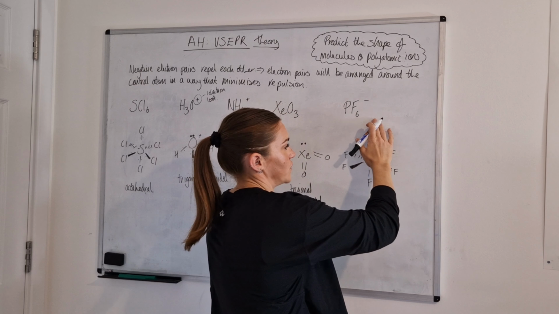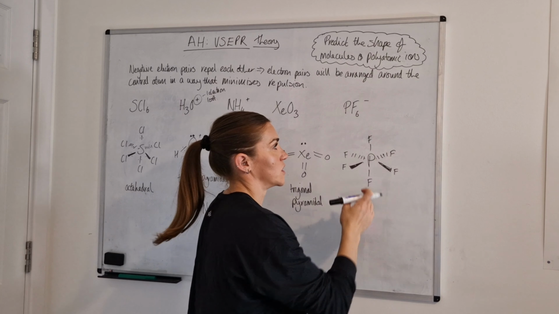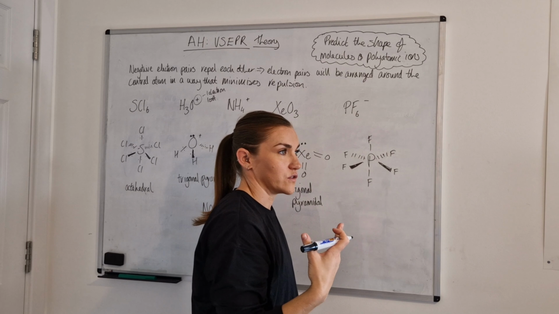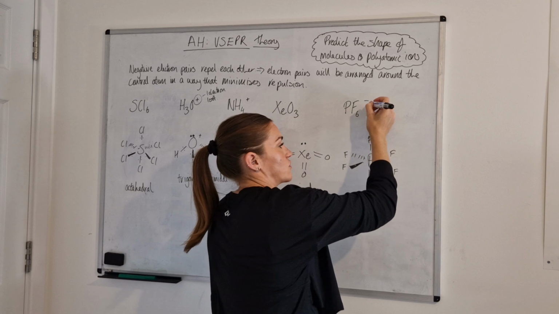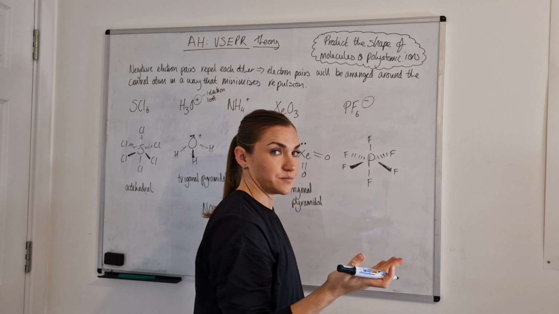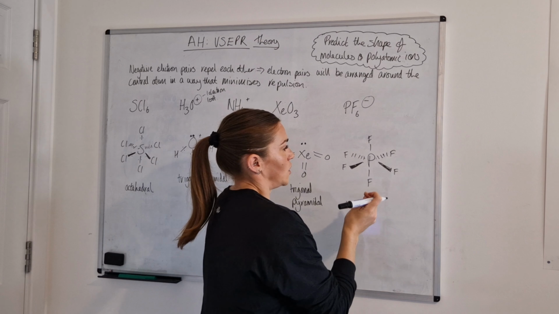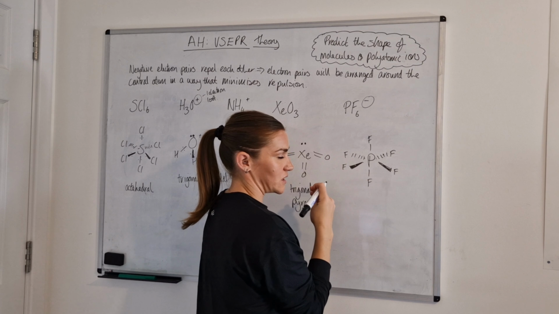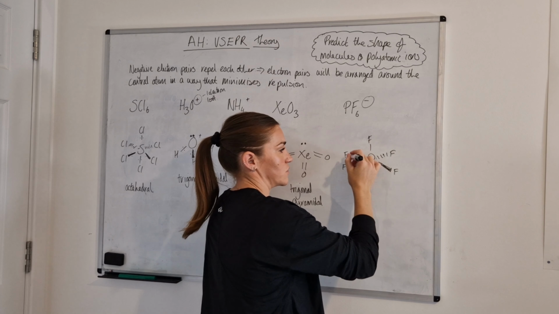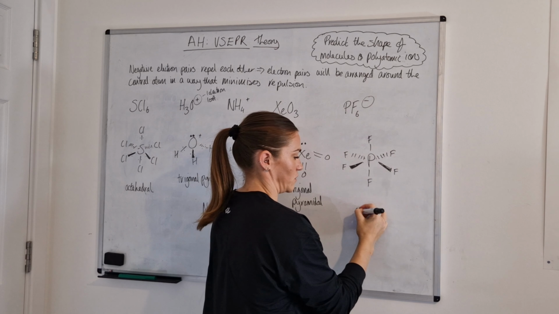So our phosphorus, there we've got 6 bonds, so 6 bonding pairs of electrons. Phosphorus is in group 5, so normally it would only have 5 valence electrons, but this negative charge tells you there's 1 extra electron on it. So that would give it 6 valence electrons, which has allowed it to form all those 6 bonds, and therefore there's no lone pairs. That would be octahedral.